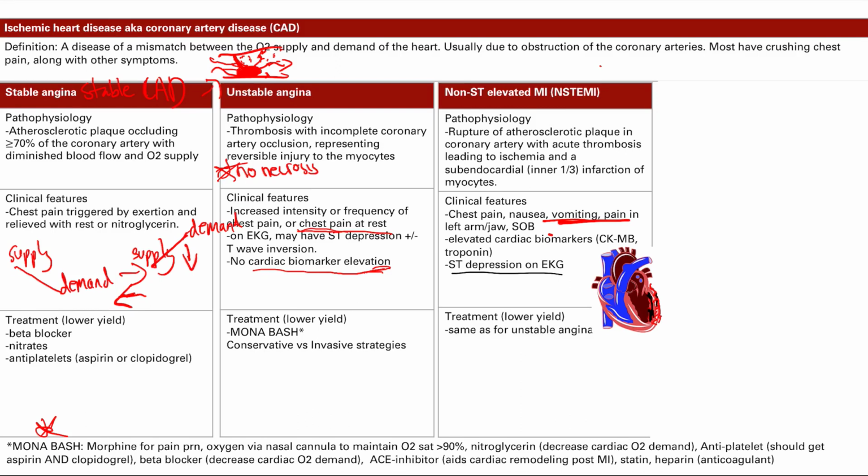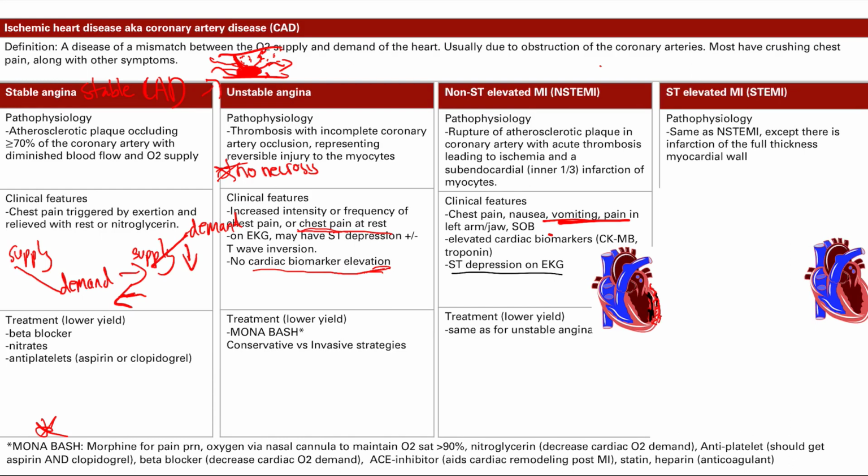So final one is ST elevated MI or STEMI. This occurs the same thing as a NSTEMI, except for what happens now is there's a full thickness necrosis and infarction. Okay, so symptoms, same thing. Chest pain. What were the symptoms? Chest pain, nausea, vomiting, pain in the left arm and jaw, shortness of breath. No, you don't have to have all these symptoms. You can just have some of these.